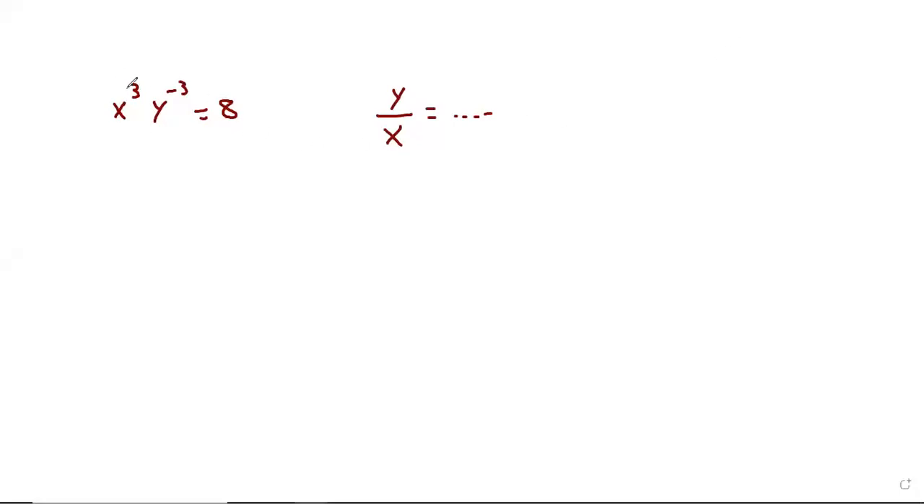In this session, I'm going to answer some questions on algebra, so stay tuned with me. Question number 1. x to the power of 3, y to the power of negative 3 equals 8. What is the value of y over x?